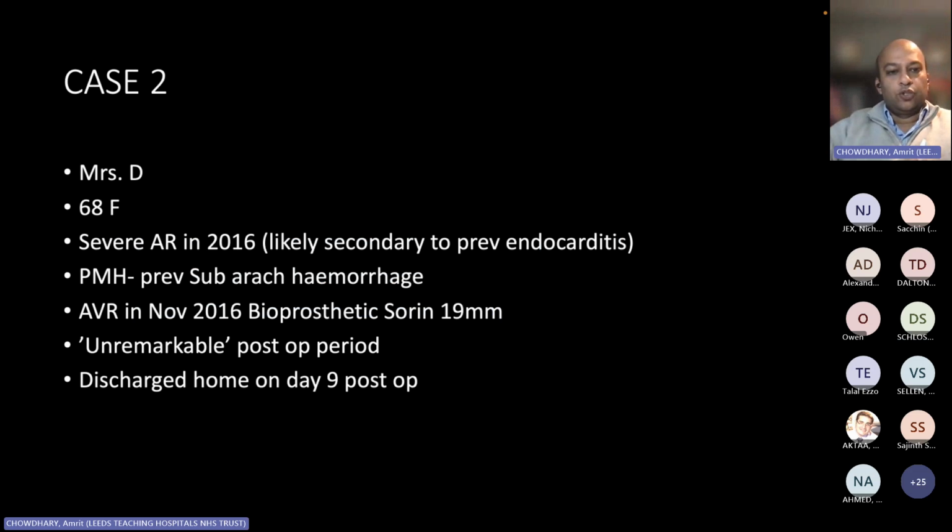So the second case is of a 68-year-old lady who had been diagnosed with severe AR back in 2016. There was a valve perforation, thought likely secondary to previous endocarditis. Significant past medical history was that she'd had a previous subarachnoid hemorrhage. She was quite symptomatic, and she went on to have a bioprosthetic AVR using a 19mm valve in November 2016. Her post-op recovery was quite unremarkable. She was discharged home on day 9 post-operatively.